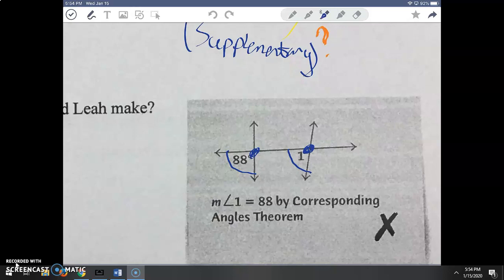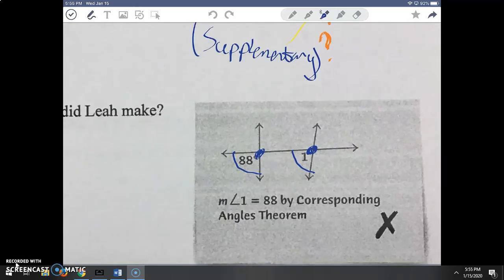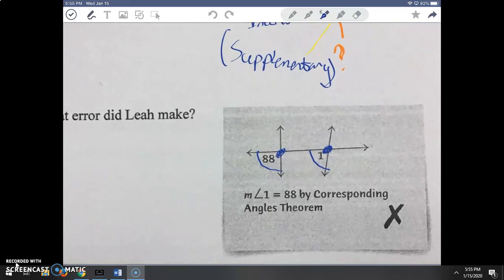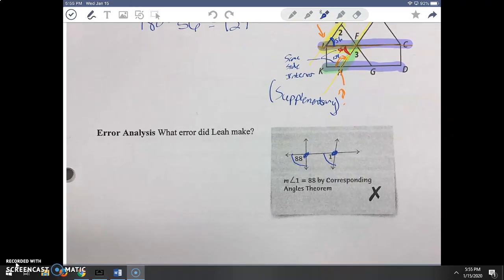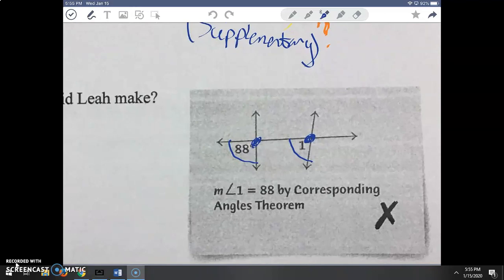Leah says that they're congruent because they're corresponding. The main issue with this is corresponding angles only work if the lines are parallel. There is nothing in this problem that says this line and this line are parallel. Because we don't know that they're parallel, we can't make assumptions. Remember, we talked about assumptions and what it looks like in geometry. We can't make that assumption because we don't know if they're parallel. It doesn't say that they're parallel.